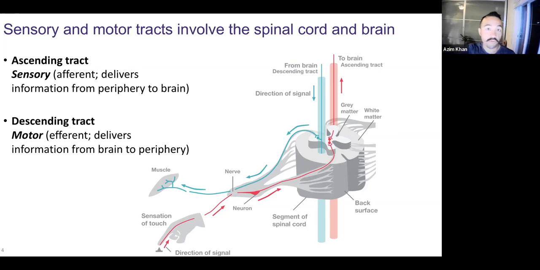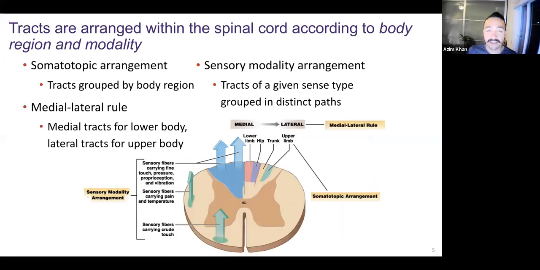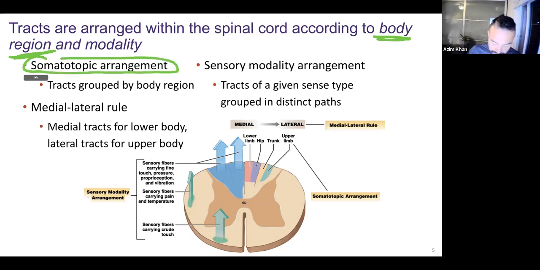Like when you have those wires, or like when you have a highway, you don't want these lanes to be mixed up. That'll get very confusing. And neurons only send signals in one direction. So to ensure that there's organization, we have tracts that are arranged by different characteristics. They're arranged by body region. The term for arrangement by body region is somatotopic arrangement. Somatotopic.